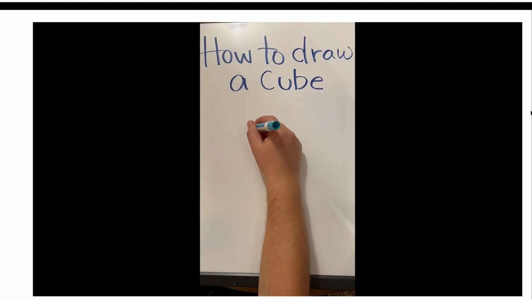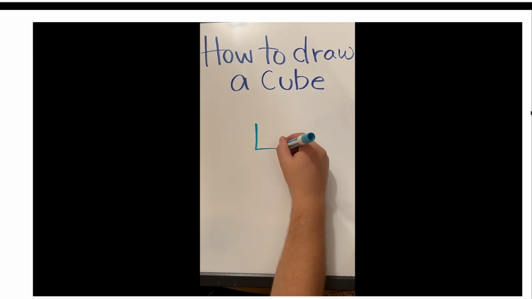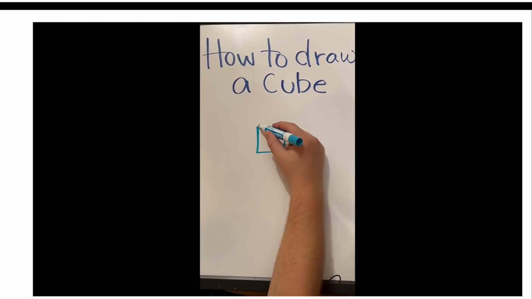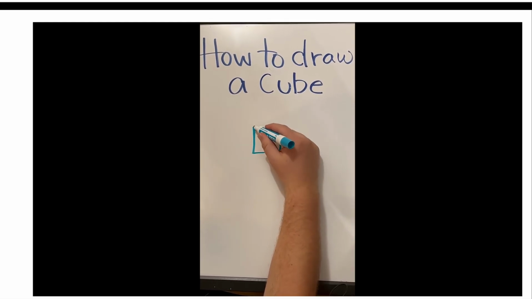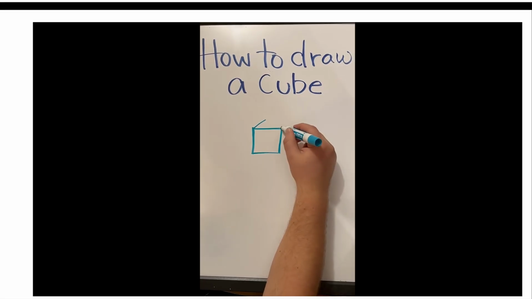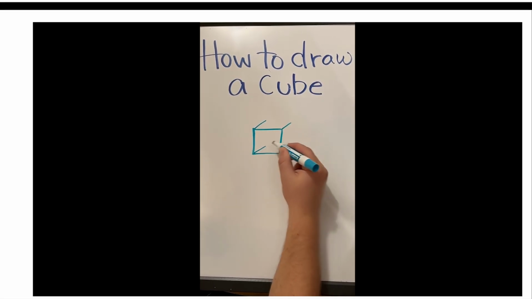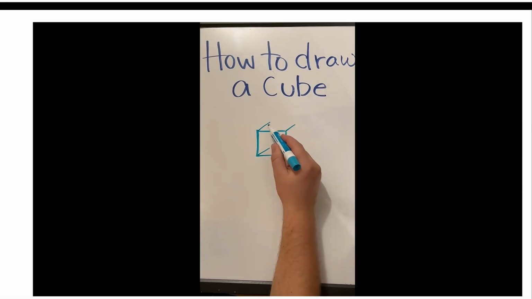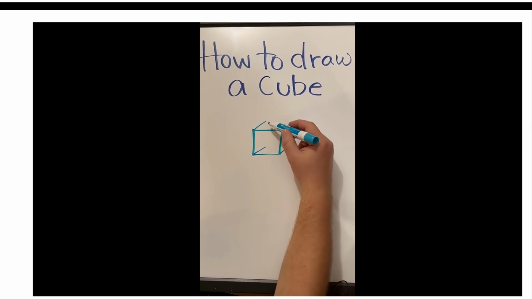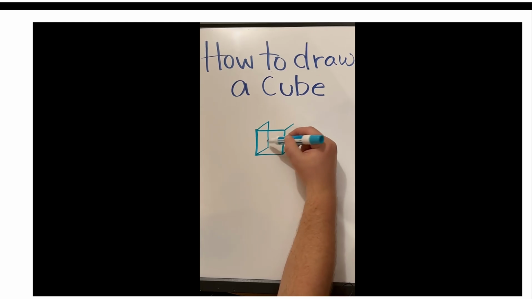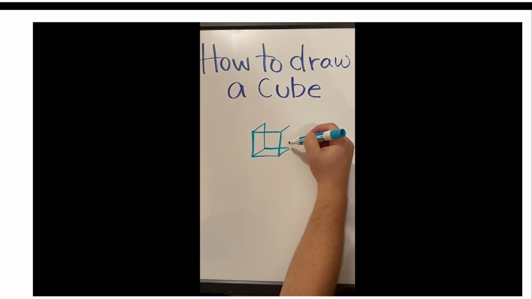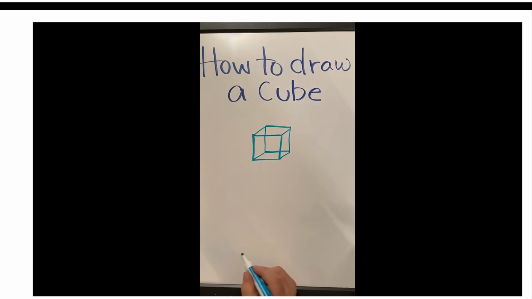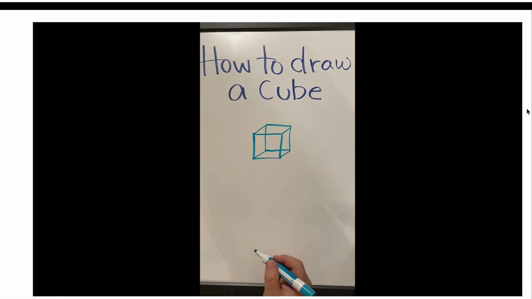So, one way I like to do it, you start off drawing a square, okay? Then from all 4 corners, you can choose whatever direction you go, but you just draw a little line. Then, from the other 3 corners, you make sure you draw another line the same direction and about the same length. Then you just connect the 4 lines to make another square, and there you have a cube.